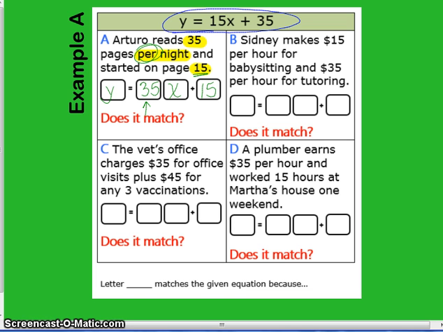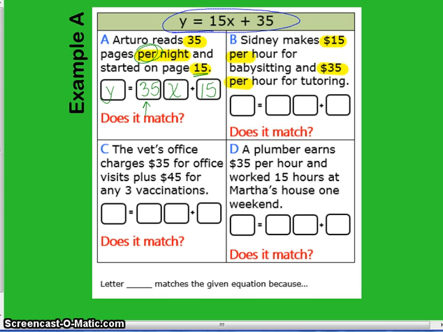So now we have letter B. Letter B says Sydney makes $15 per hour for babysitting and $35 per hour for tutoring. So I'm going to take that highlighter again, and I'm going to be highlighting the important information. I know that $15 per hour is going to be really important. And then also I have $35 per hour here, so that's going to be looking a little bit different.